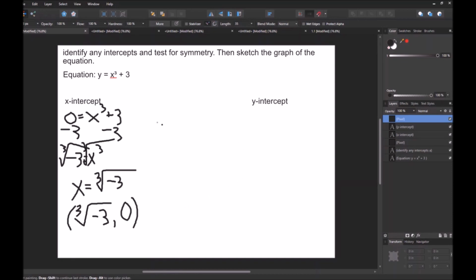Now our y-intercept is going to be the same procedure as before. We're just going to plug in 0 for x. So we have y equals 0 cubed plus 3. And 0 cubed is 0, leaving us with just 3, meaning our y-intercept is 0, comma 3. Now for the symmetry test.